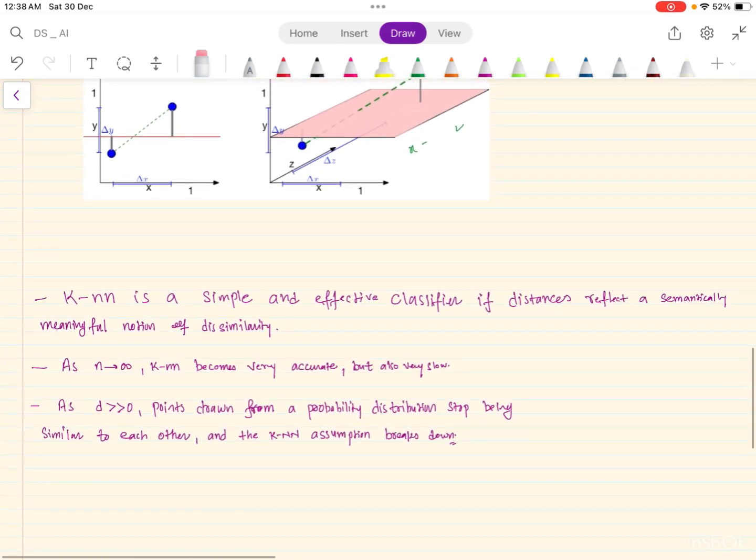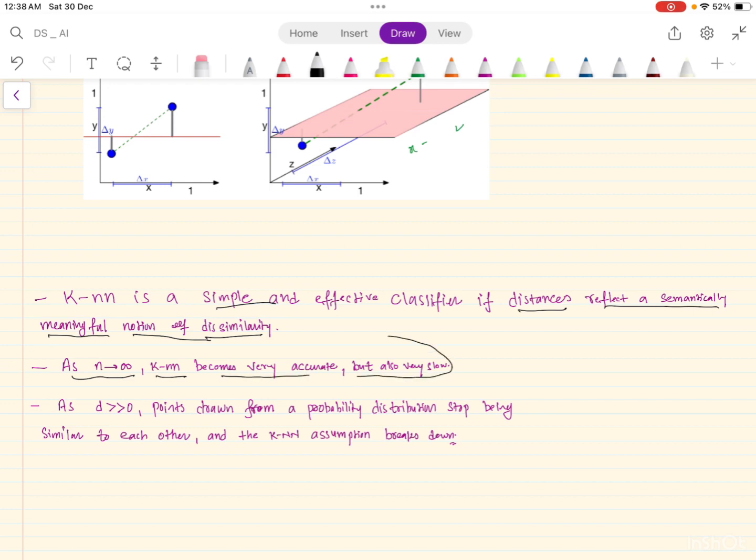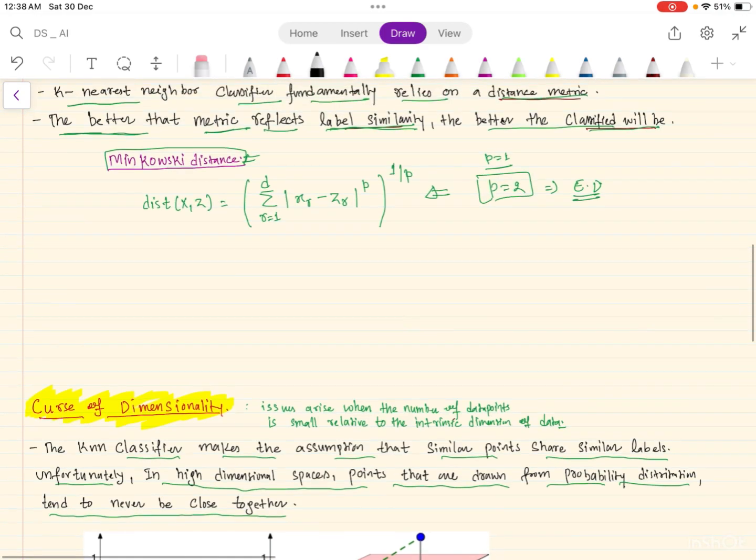At the end, KNN is a simple and effective classifier if distances reflect a semantically meaningful notion of dissimilarity. As n tends to infinity, KNN becomes very accurate but very slow. If you have a lot of data points, KNN will be accurate, but it will be very slow because it has to do a lot of calculation to find the k nearest neighbor points, right? And if the dimension is large, points drawn from the probability distribution stop being similar to each other, and the k nearest neighbor assumption breaks down. So that is all about the k nearest neighbor.